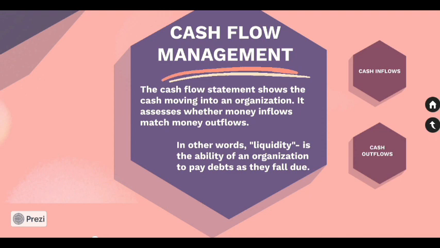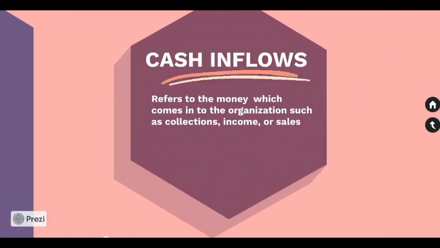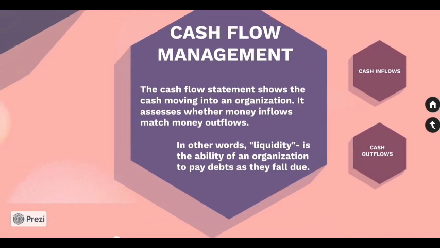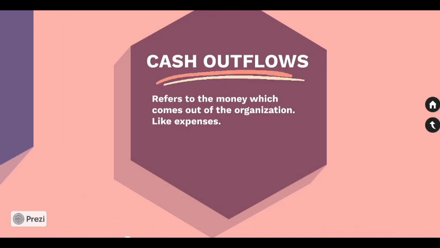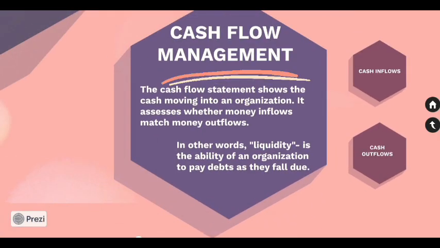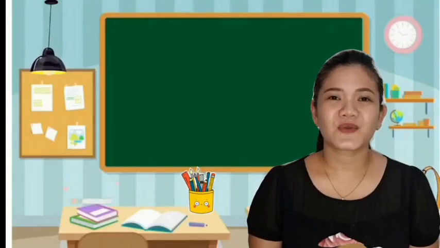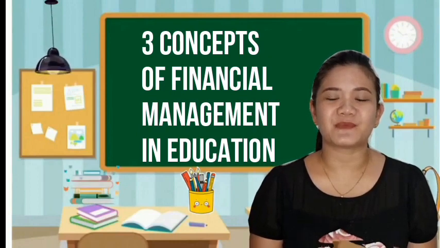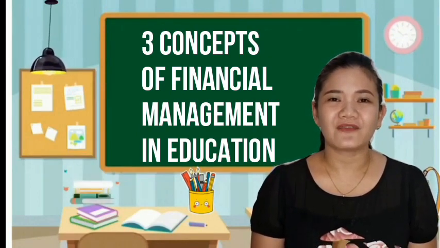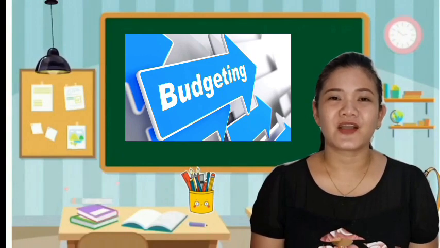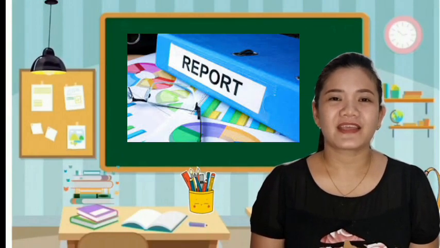Now we have two flows, the cash inflows and cash outflows. Cash inflows refers to the money which comes into the organization, such as collections, income, or sales. Cash outflows pertains to the money which comes out of the organization, like expenses. So those are the three concepts of financial management in education. First, we have budgeting. Second, reporting. And the third one, cash flow management.